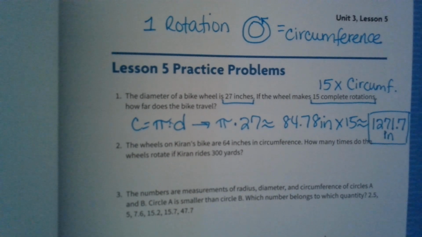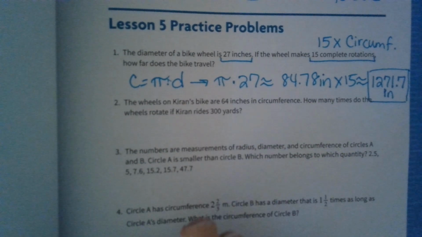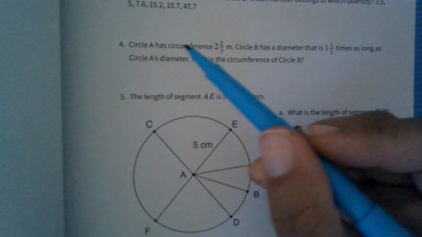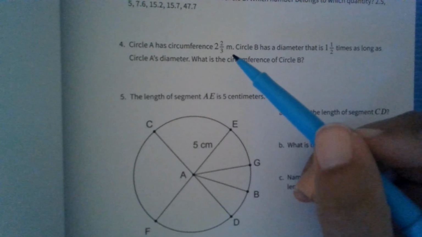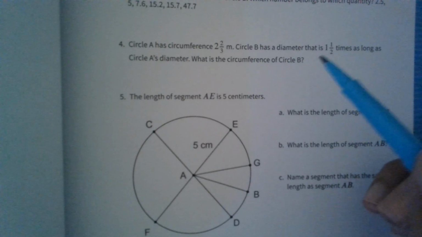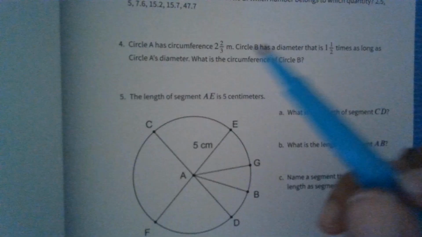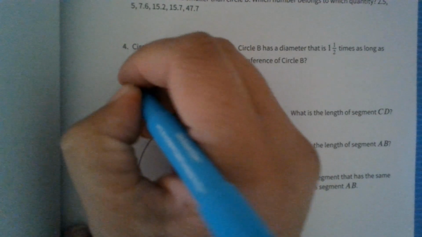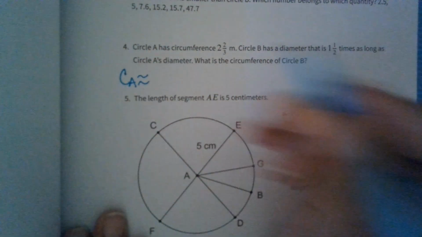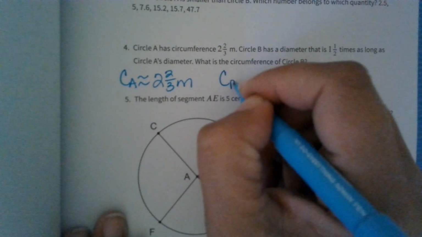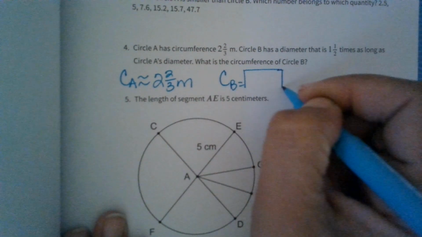Now, number two is similar, so I would not work number two, but I will work number four since we got fractions. I know some of us are iffy on it. Circle A has circumference 2 2/3 meters. Circle B has a diameter that is 1.5 times as long as circle A's diameter. So you need to find the circumference of circle B. Well, first off, you already know the circumference of circle A is 2 2/3 meters. What I don't have is circumference B. That's what we need to find.